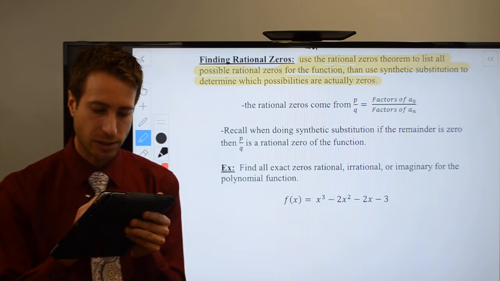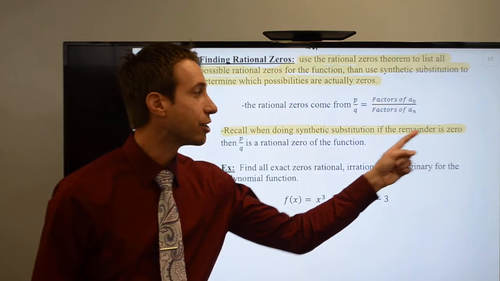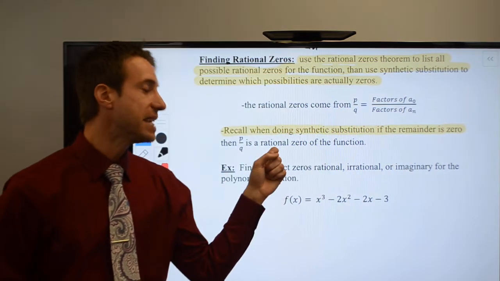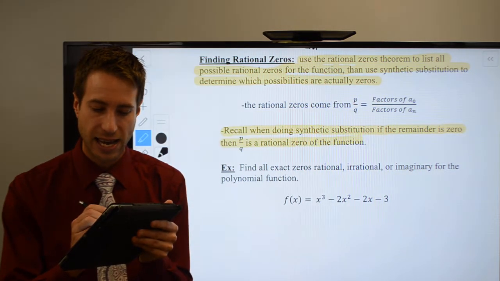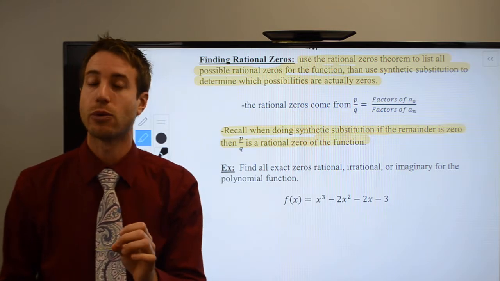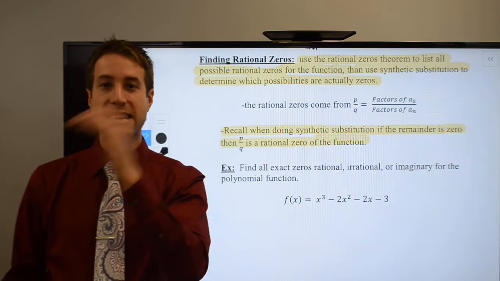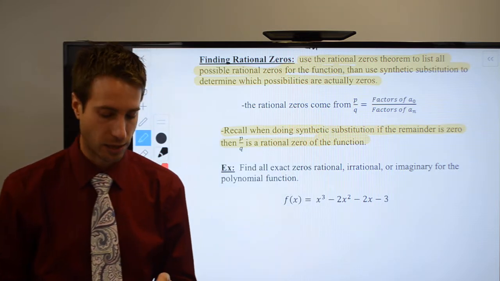And remember this. Recall that when doing synthetic substitution, the remainder is 0 means it's a rational zero. So that's what we're looking for. You're going to do synthetic division. You're looking for a remainder of 0. Once you find a remainder of 0, that number out of that big list is a rational zero.